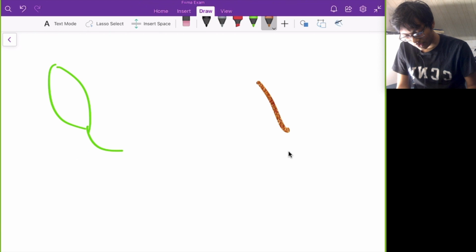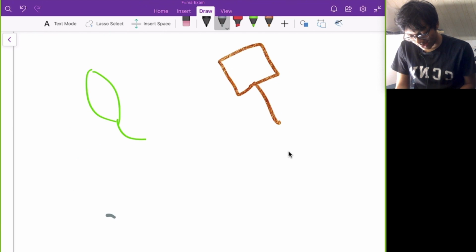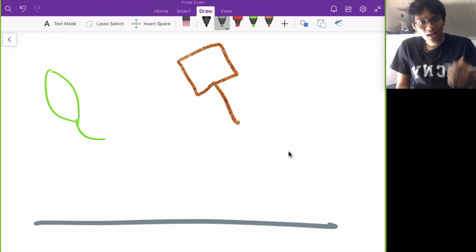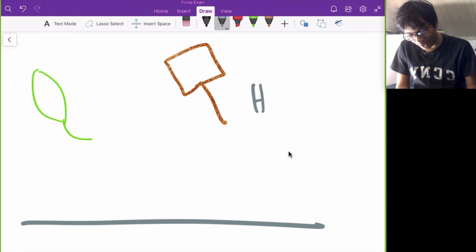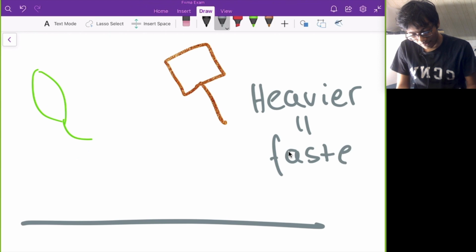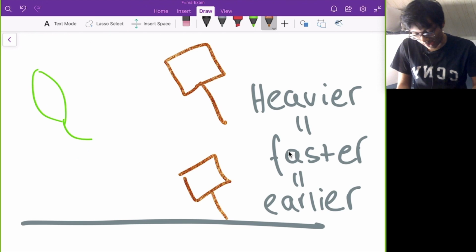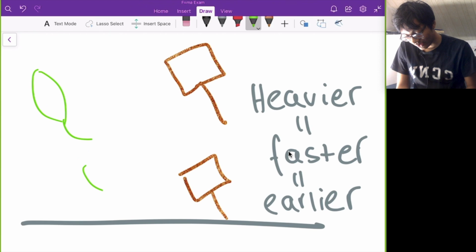So I drop both of these guys from the same height, and I expect that the hammer should hit the ground first because it's heavier, right? We have this common sense notion that heavier means it will fall faster, and so it will hit the ground earlier. So we expect that this hammer will hit the ground at an earlier time than this feather. Maybe the feather is still floating away.